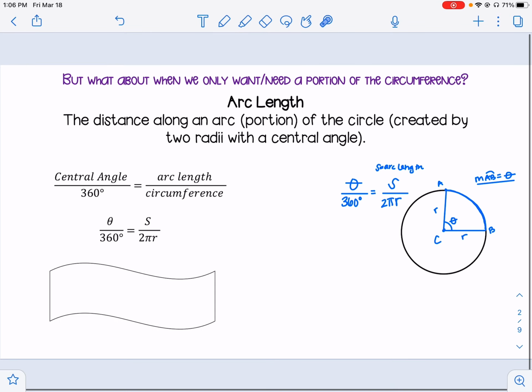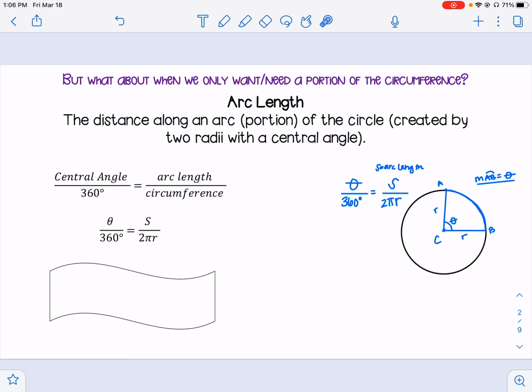So if I actually zoom out, you can see that I have that written here as well. So the central angle over 360, this tells us how much of the circle we want. And then this actually tells us the length. It's what percent of the circumference will give us the length that we actually want. Because we see that this is just a portion of the overarching circumference.